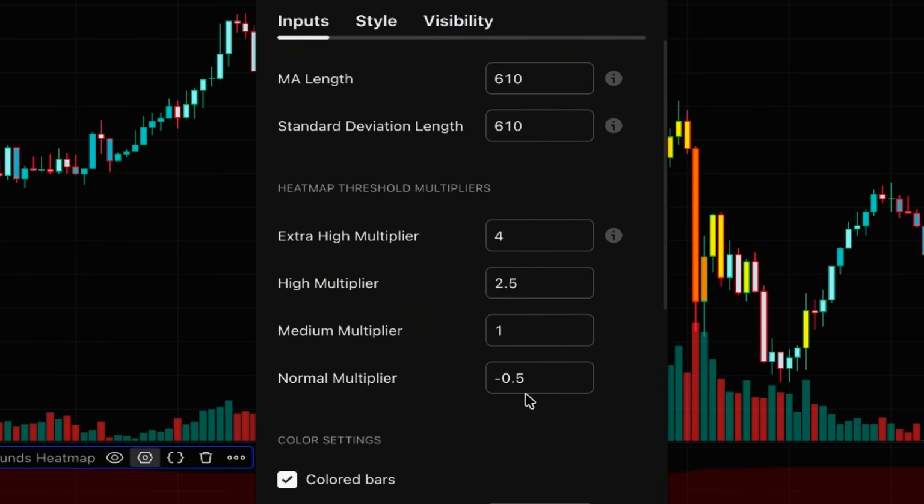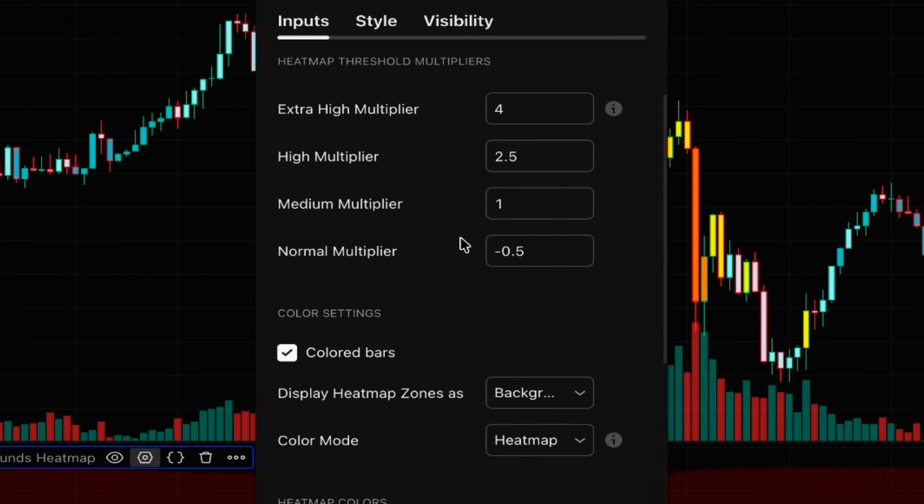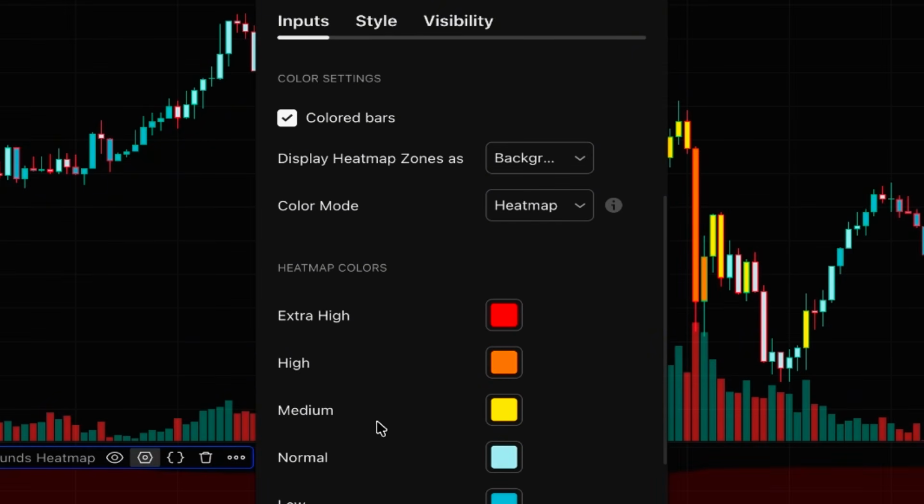So for example, when volume is at least 4 standard deviations above the average, it is considered extra high, and when it is 1 standard deviation above the average, it is considered medium. And for each of these thresholds, we have a color. For example, for extra high is red, for high is orange, for medium is yellow, and so on. So depending on how far the volume is above or below the average, which is based on a multiplier of the standard deviation, we have different colors for the volume bars.